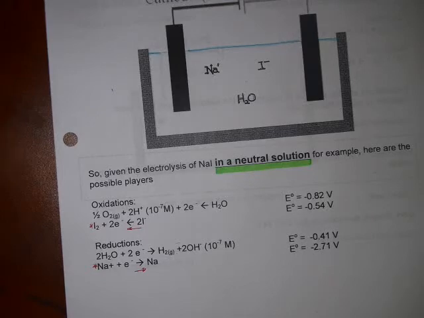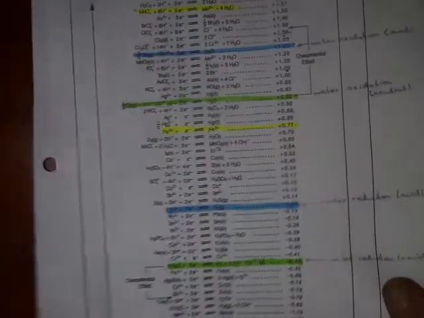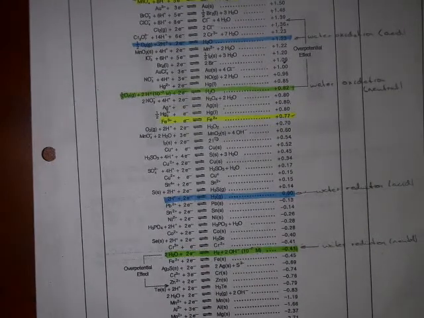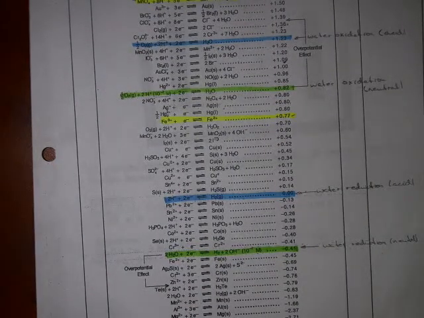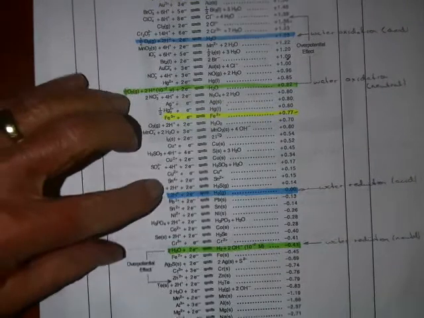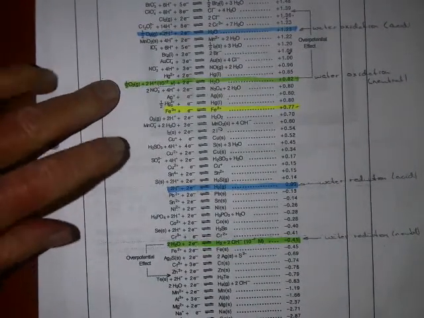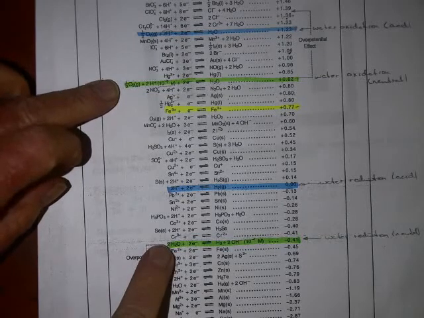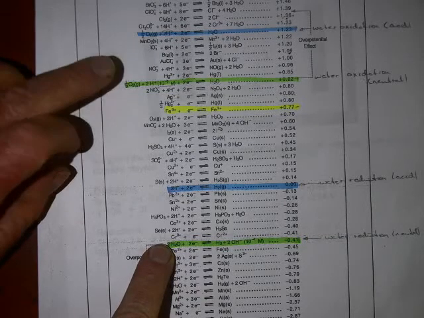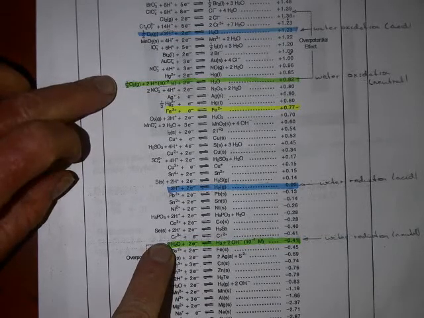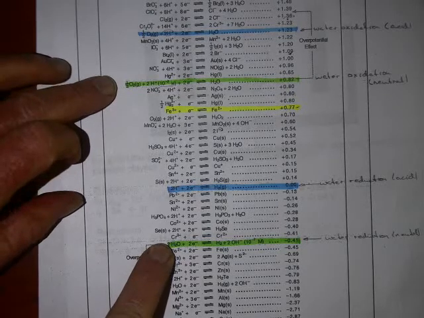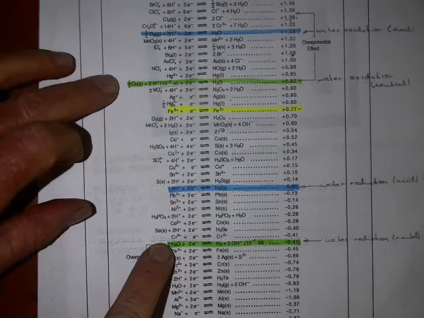I suggest you do this with your table, if you haven't already. Here's my doctored table, and you'll see that I have highlighted in green two water reactions. The first one here is the water oxidation reaction. Now, why do I say it's the oxidation reaction? Because it's so far at the top.